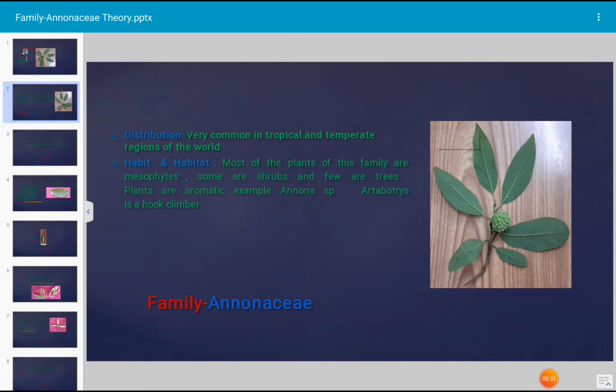Habit and habitat of plants. Most of the plants of this family are mesophytes that require a moderate amount of water. Some are shrubs, that means small trees, and few are trees. Plants are aromatic. This is a characteristic feature of several plants of family Annonaceae. Aromatic plants, example, Annonaceae. And one plant of this family, Artabotrys, is a hook climber.